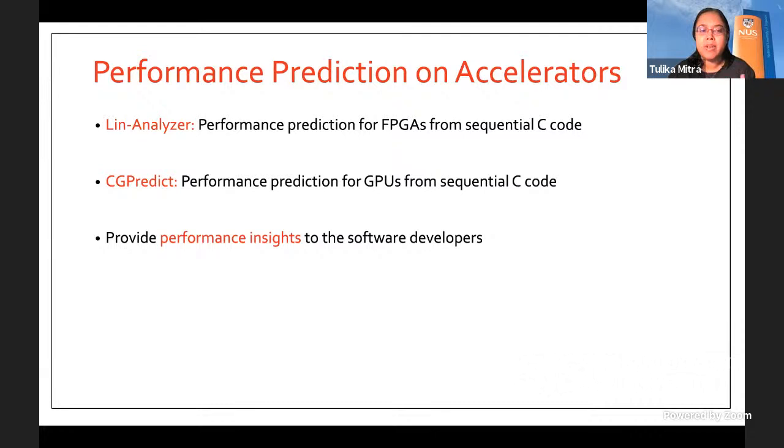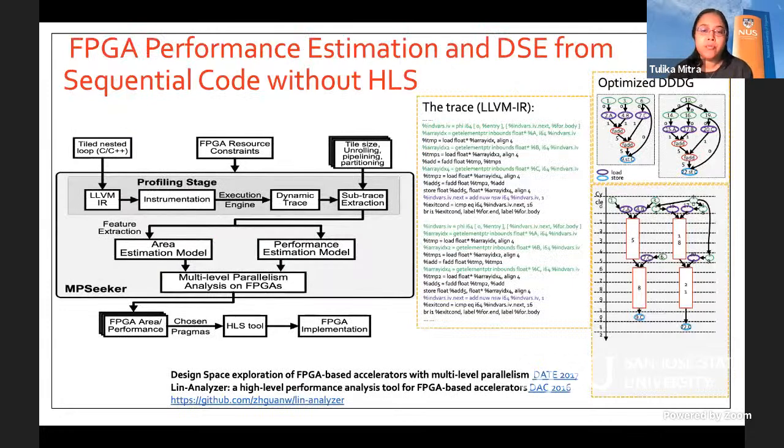So my group has developed two of these performance prediction models, one for FPGAs and one for GPU. But more importantly, apart from providing the performance prediction model, what these tools do is provide performance insights to the software developers. So for example, we can say that, for this GPU, this should be the block size such that you can get the maximum performance out of the system. And we'll see that that's a very powerful tool to have as a software developer. So how do you go about doing it, right?